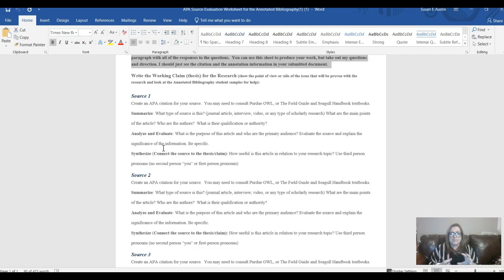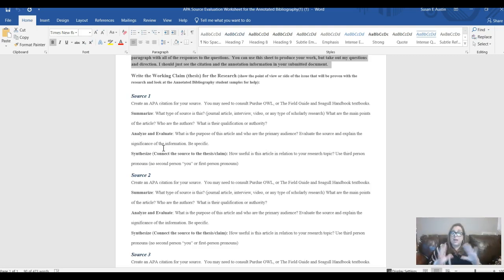And you want to be more specific than how I'm doing it here, just on the fly, but with your synthesis you need to specifically connect it to the claim, and you don't want to use first person. So instead of typing or writing my claim, you would type or write the claim. I like to see third person.